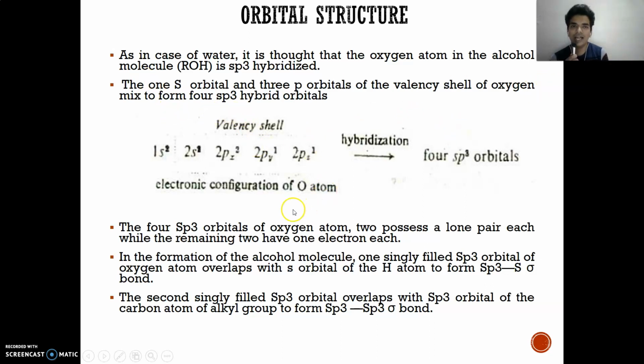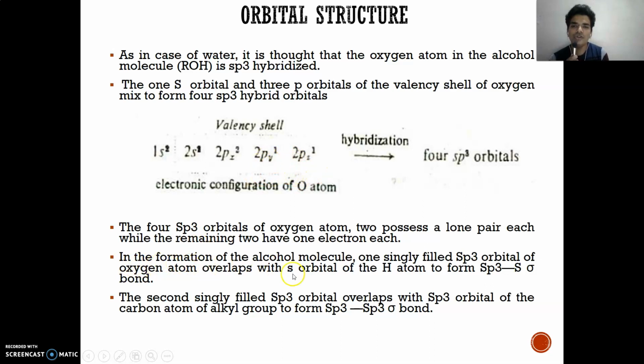So how will we get an idea about this? The four sp3 orbitals of the oxygen atom: these are the four sp3 orbitals, 1, 2, 3, 4. Among them, two possess lone pairs, so these two orbitals hold the two lone pairs of electrons, while the remaining two have one electron in each.